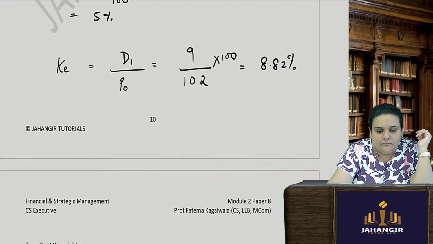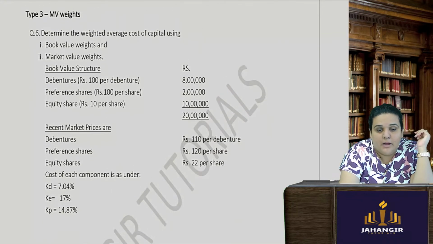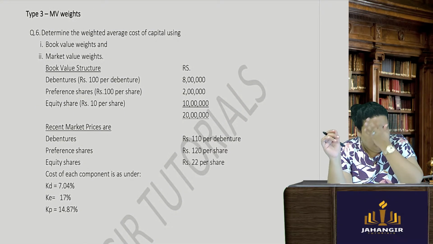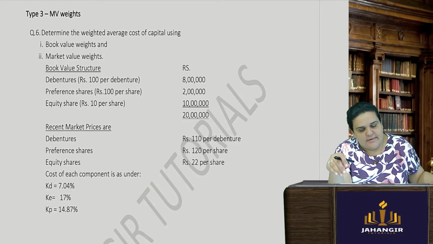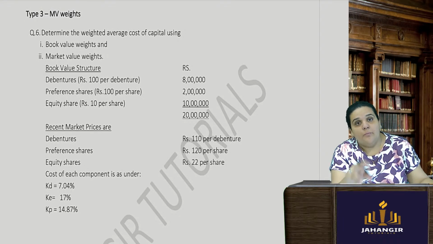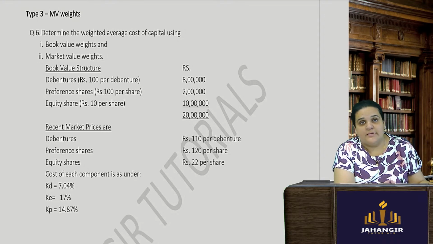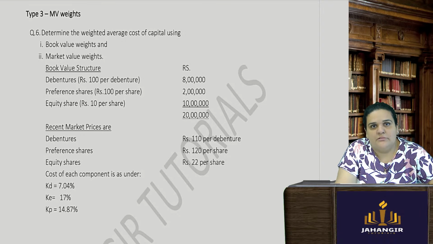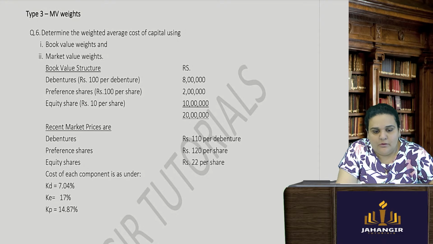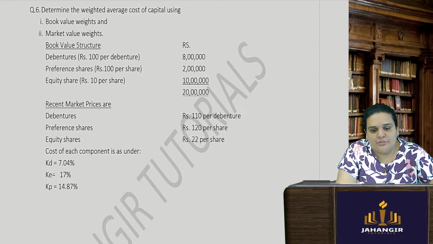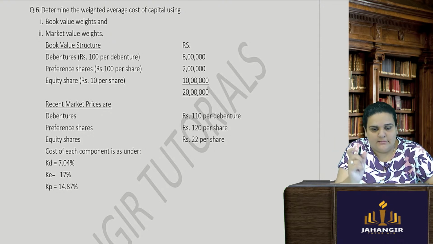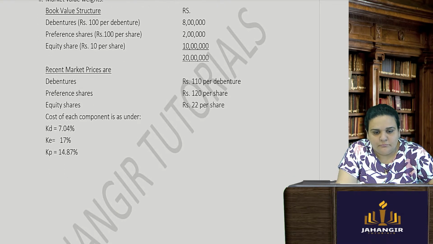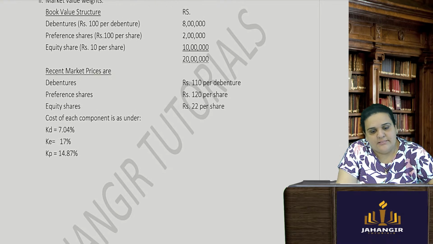Alright. Now coming to market value for the weights. Okay, this sum is a little lengthy, but it is very simple. They might ask you market value weights. You have to assign weights as per the market value. So first we will do it as per the book value, like how we just did in the previous sum, and then we will also do it as per the market value. Determine the weighted average cost of capital using both book value weights and market value weights. So debentures, preference shares and equity shares.